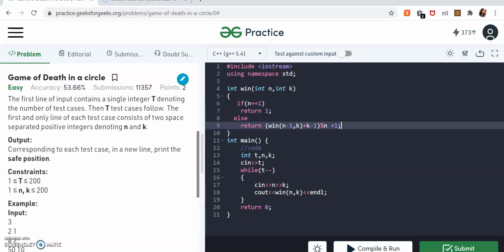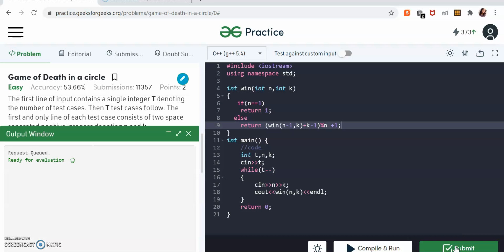So let's just try to submit this question. Let's just see if it passes. If it doesn't, we'll figure it out. Yes, so we can see that it has passed.